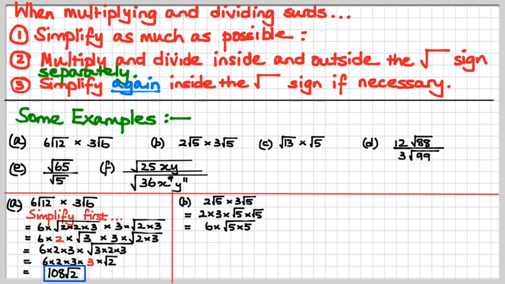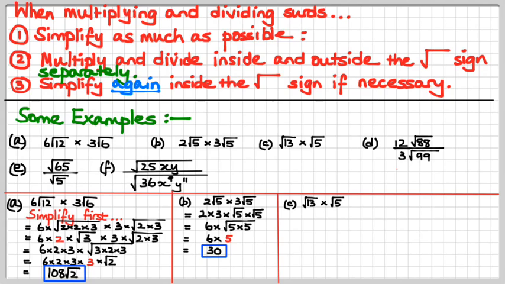And what do you get? 6 root 25. This is another case where you have to simplify after you've done the multiplication, because those 5s get out of jail. There's a pigeon pair of them. So it's 6 times 5, and you get 30, and that's the answer. No surds anywhere. That's actually just a number. Terrific.